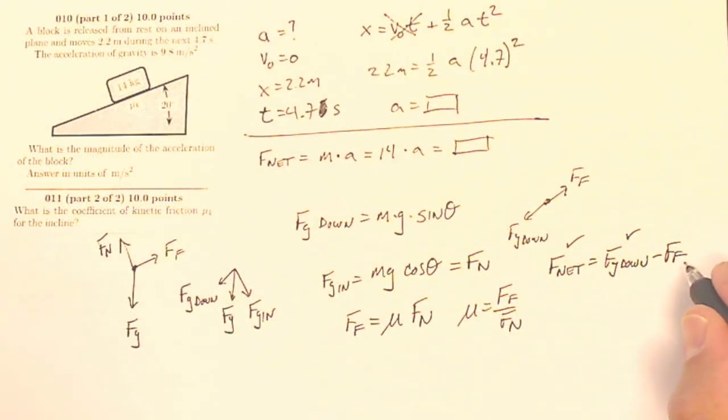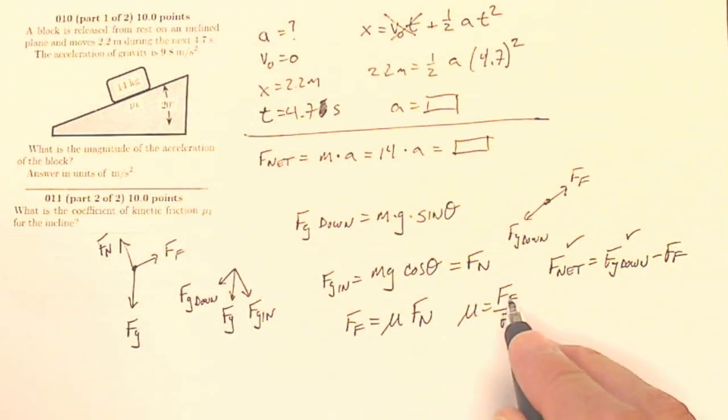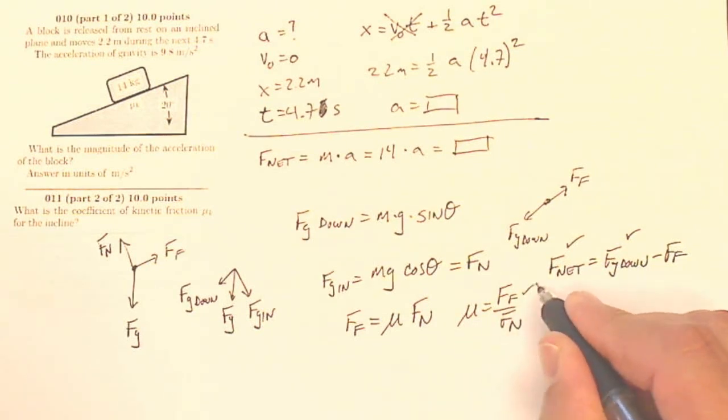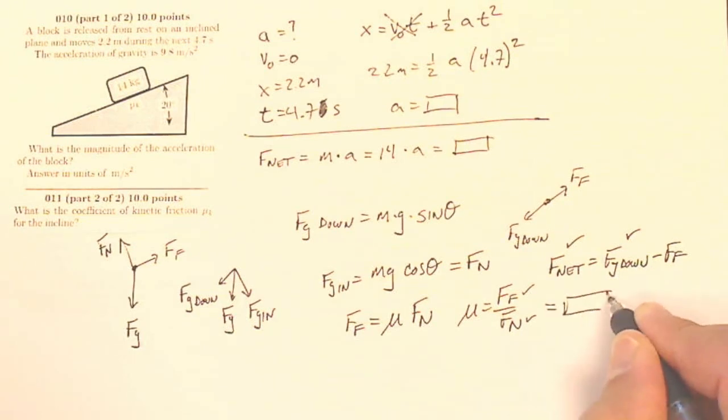So once I've solved for force of friction, now my coefficient of friction is my force of friction divided by my normal force. I will know that, I will know that. I get myself a coefficient of friction.